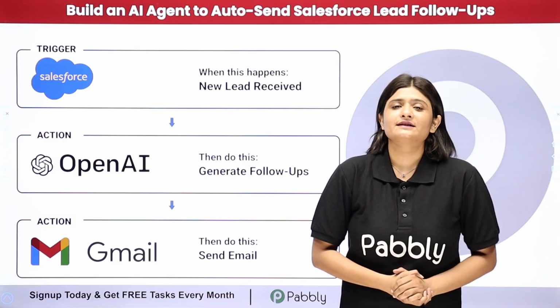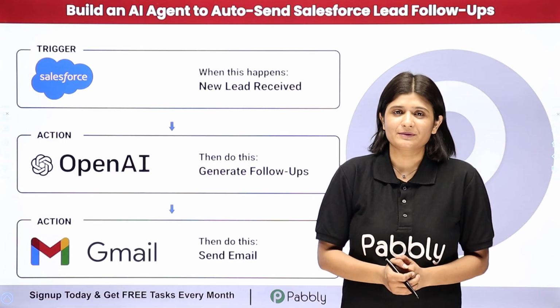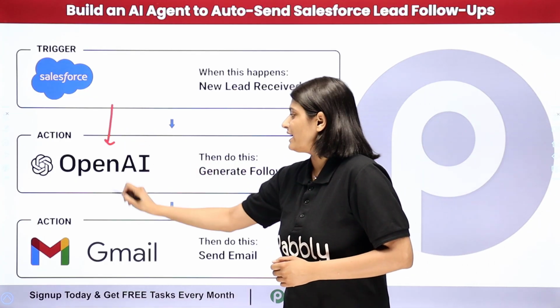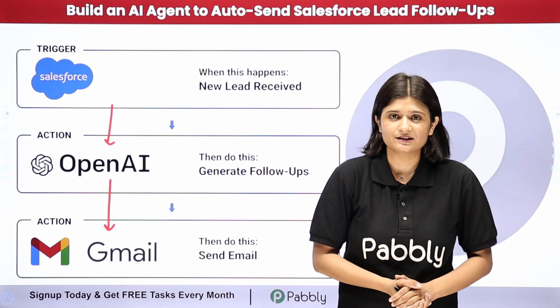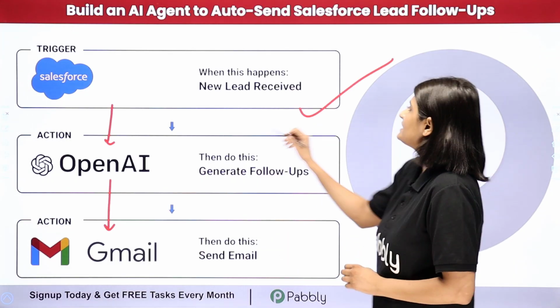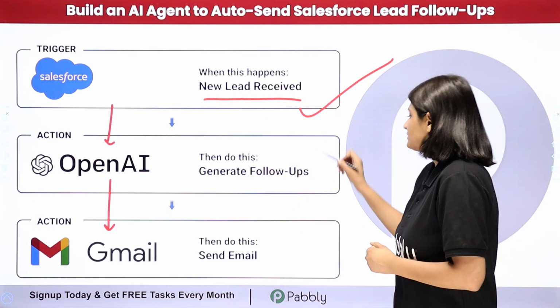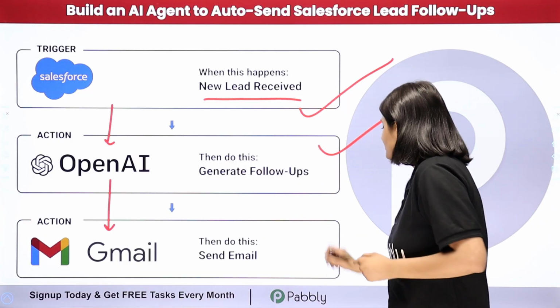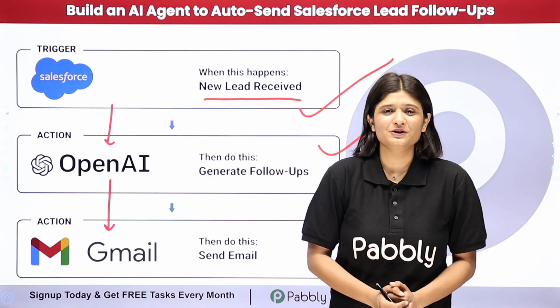Pabbly Connect is an amazing automation and integration software which requires no coding or programming skills. Here I just need to build a connection between Salesforce, OpenAI and Gmail. With the help of Pabbly Connect, I'm going to build this connection in such a way that whenever there is a new lead in my Salesforce account, the follow-up should be automatically generated with the help of OpenAI, and then this follow-up email should be automatically sent through Gmail. Now, if you want to learn the step-by-step process, then let me take you all to my screen.